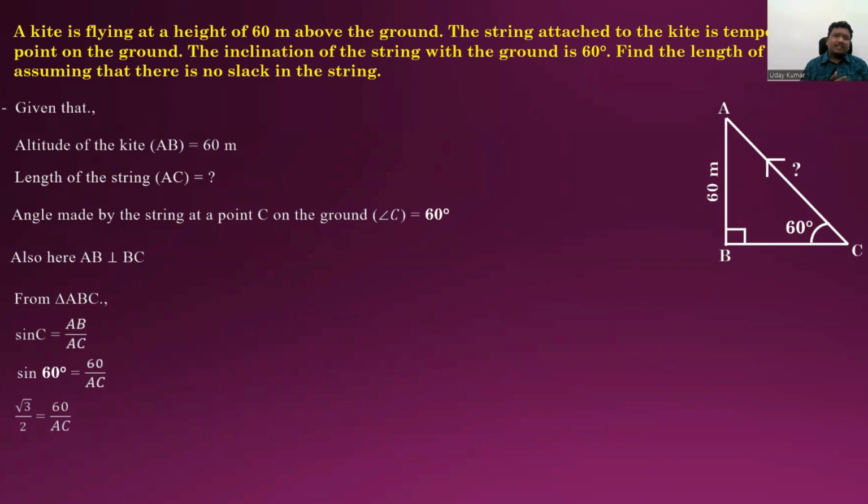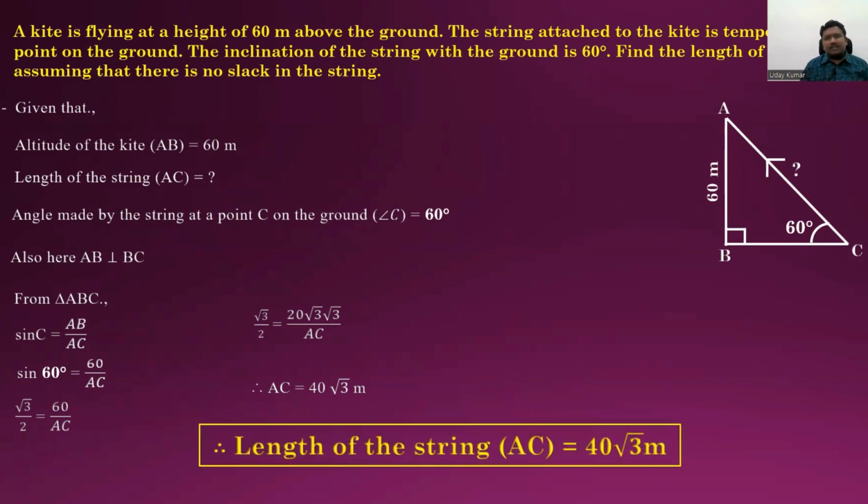Then shall I write 60 as 20 into root 3 so that it will get cancelled. Root 3 gets cancelled. Then I will do cross multiplication. Then I'll get AC is equal to 40 root 3. So automatically AC, what they're asking us, length of the string. So length of the string is equal to 40 root 3 meters.